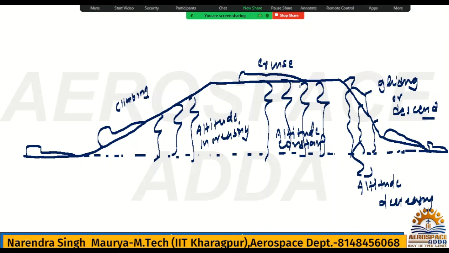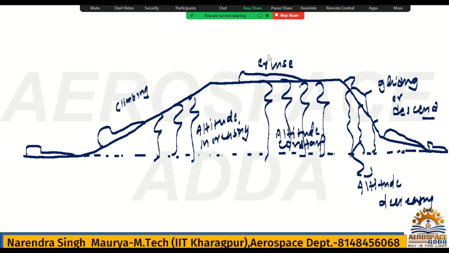One, where altitude is increasing. Another, where altitude is constant. Next, the operation where altitude is decreasing. So it is like climbing, cruising and gliding. Those three are the main operations of the aircraft.